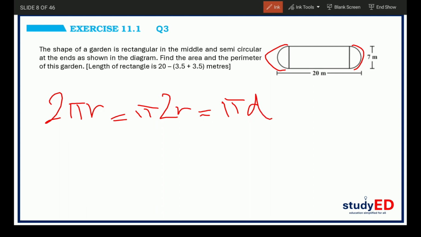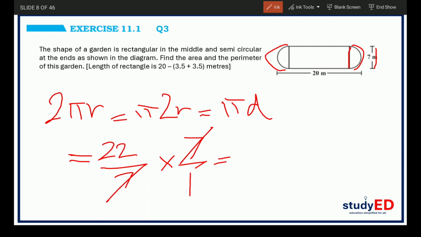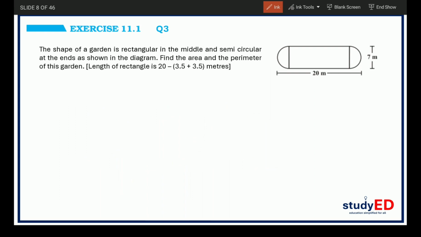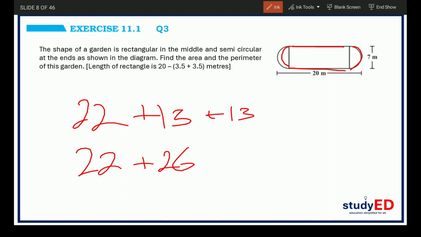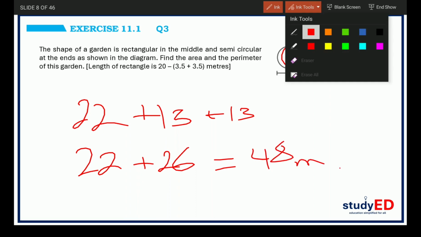The diameter over here, this length, is 7 as represented in the figure. So if we simplify this, pi as 22 by 7 into d, 7 by 1. If we cut off the 7s, we have 22 as the circumference of both the circles. Now the perimeter: we just add these two, the circumference, which is 22 meters, and these two lengths, 13 and 13. 22 plus 26, 13 plus 13, is equal to 48 meters. Therefore, we've got the perimeter of the entire figure as 48 meters.